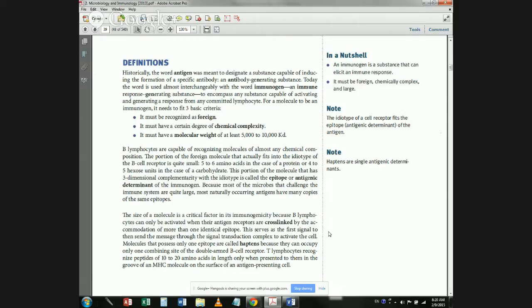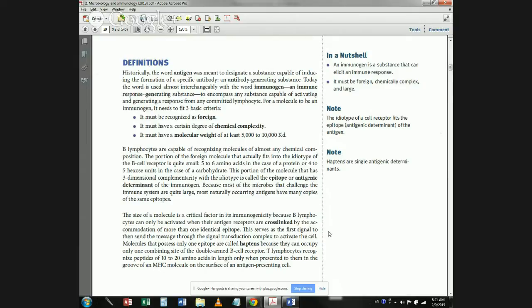So, what's the difference between antigen and immunogen? An immunogen initiates an immune response. An antigen will cause the generation of an antibody. And an immunogen is definitely foreign to the body. It has a complex chemical structure, and it has a weight of 5,000 to 10,000 kilodaltons.